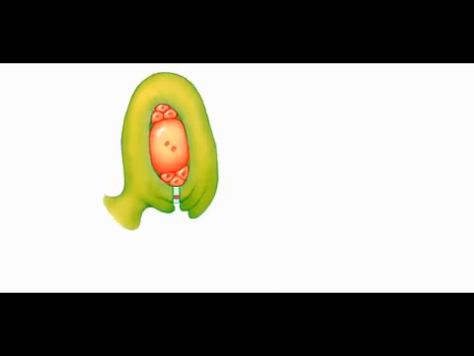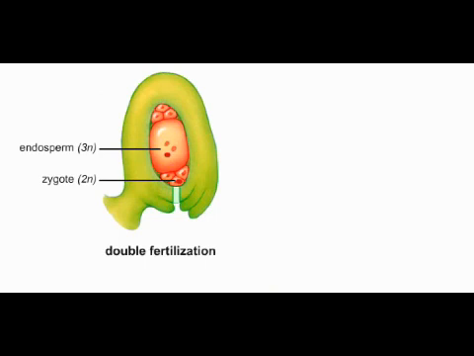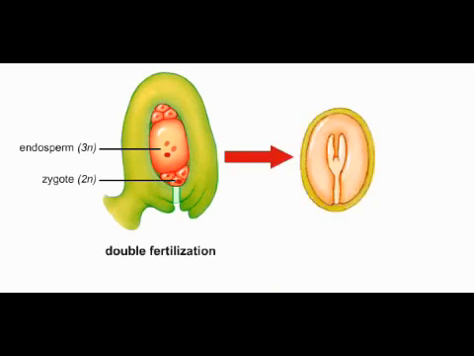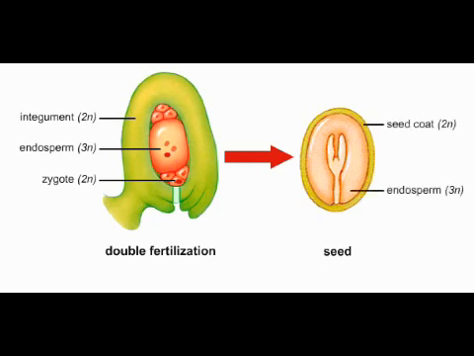place. The first sperm nucleus fuses with the egg to make the zygote. The second sperm nucleus unites with the 2 polar nuclei to make the triploid endosperm. Once double fertilization has occurred, the ovule begins to mature. The zygote will divide by mitosis to form the embryo, while the integument hardens to form the protective seed coat. The final result of double fertilization is a seed consisting of a diploid seed coat, a triploid endosperm, and a diploid embryo.